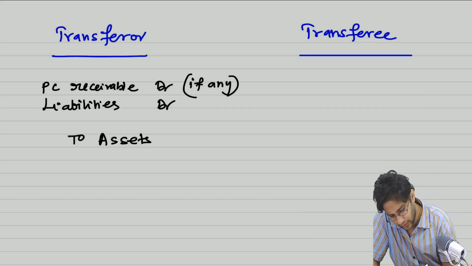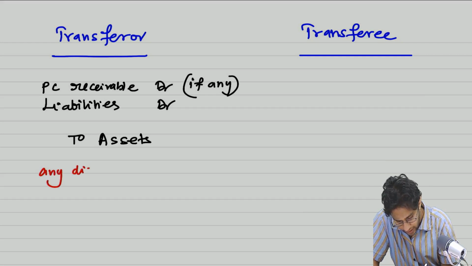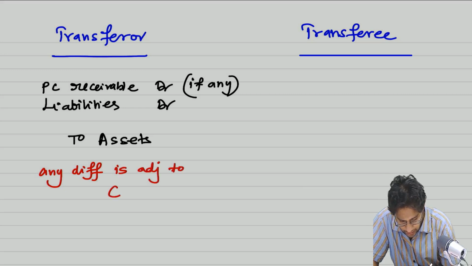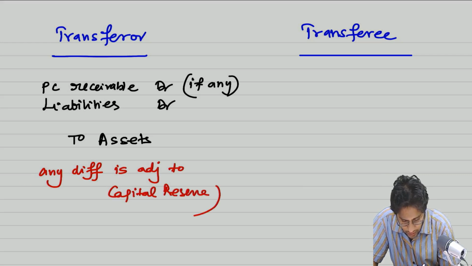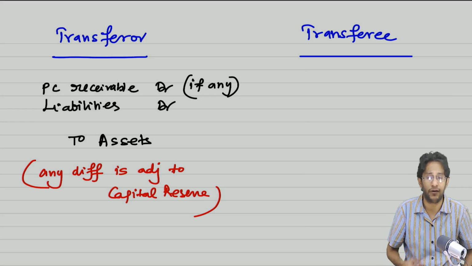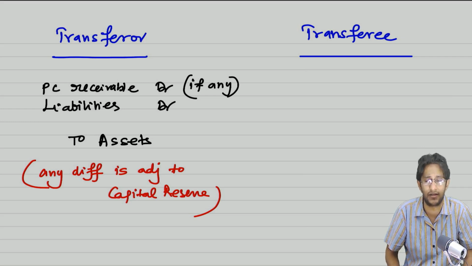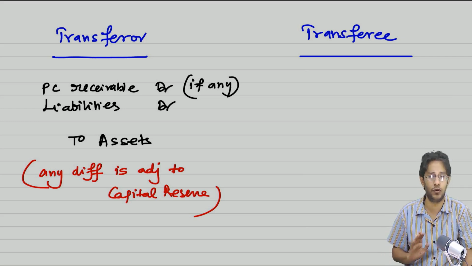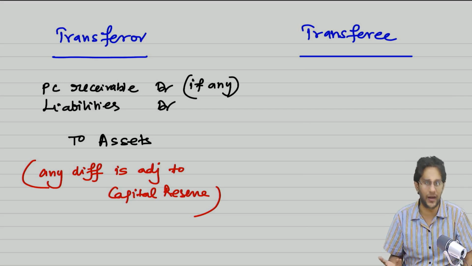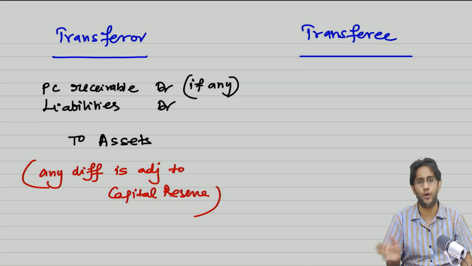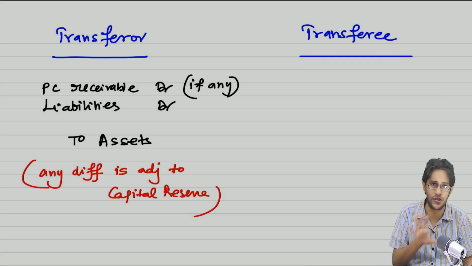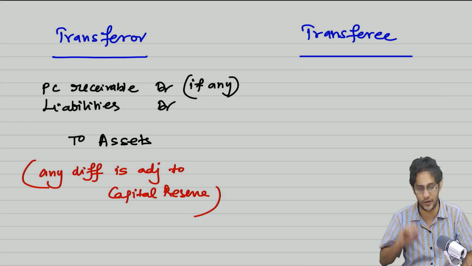Any difference is adjusted to capital reserve. Upside, downside, gain, loss, adjust it into capital reserve. Sir, in our books, capital reserve is not there. Loss is there now. Show negative capital reserve. No problem. There are so many alternative treatments. Anything is okay, but don't go into P&L. Directly adjust into balance sheet reserve, other equity, or loan of debt.